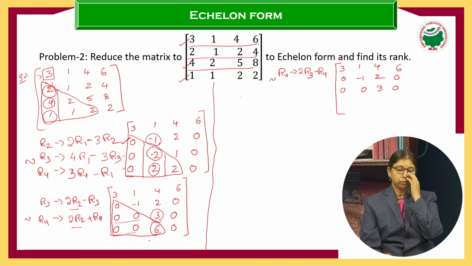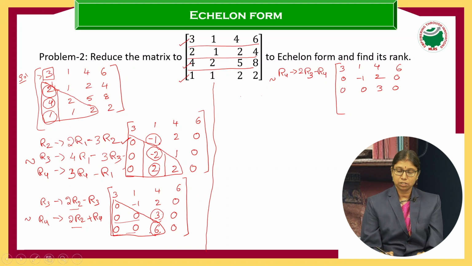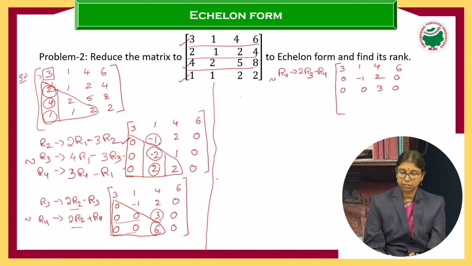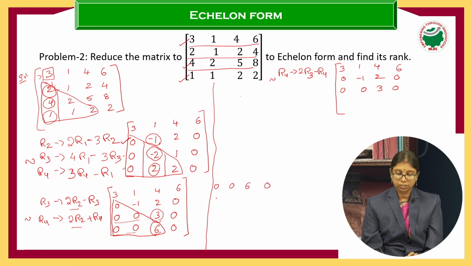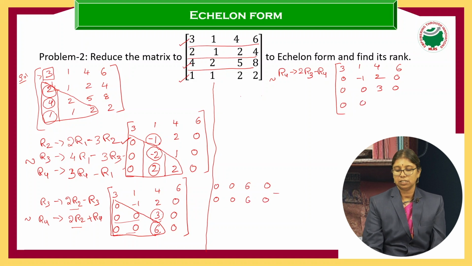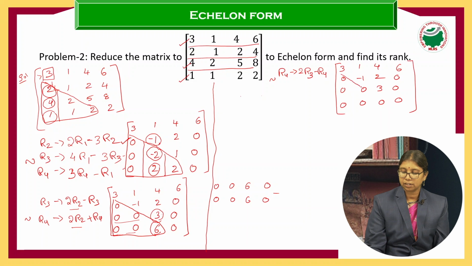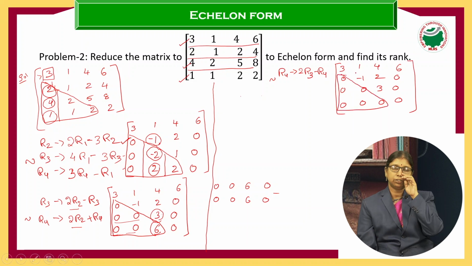Now you have to change the fourth row by using the row operation 2R3. 2R3 means multiply the third row with 2. You will get 0, 0, 6, 0. And R4 is 0, 0, 6, 0. By subtracting, you will get 0, 0, 0, 0. Now represent the lower diagonal values. All the lower diagonal values are converted to 0. So we got an upper triangular matrix.